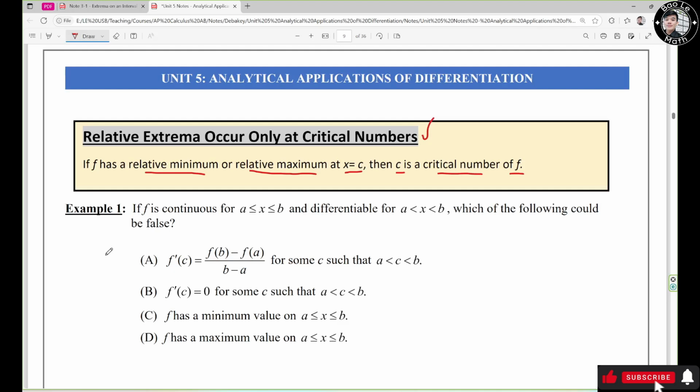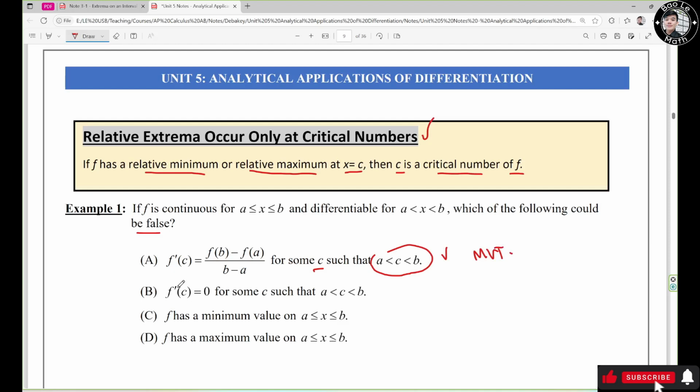If f is continuous on the closed interval a, b, and differentiable on the open interval a, b, which of the following could be false? A. F prime of c equals f of b minus f of a over b minus a for some c such that c is between a and b. This one is always true by the mean value theorem, right?